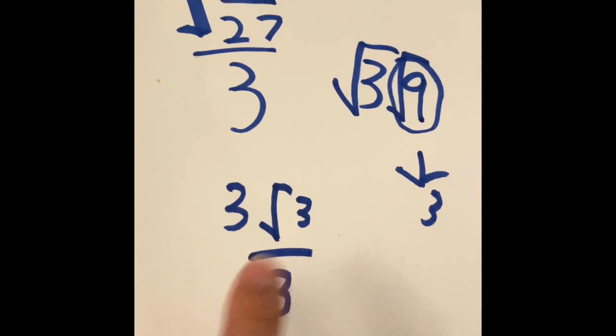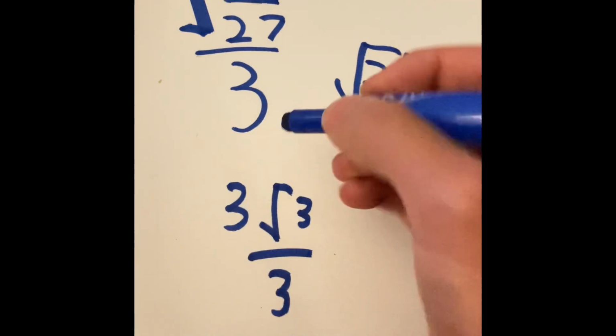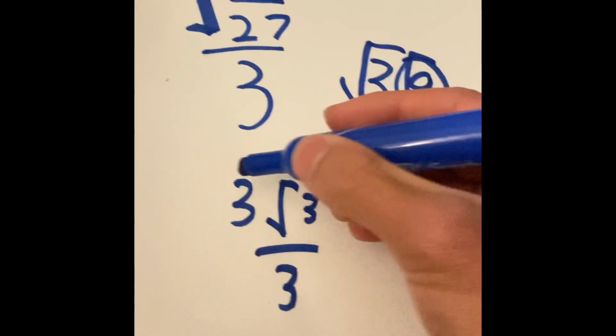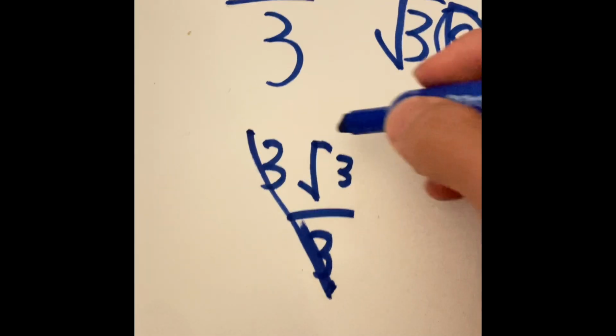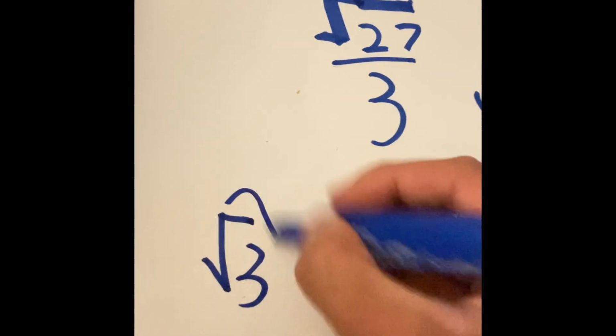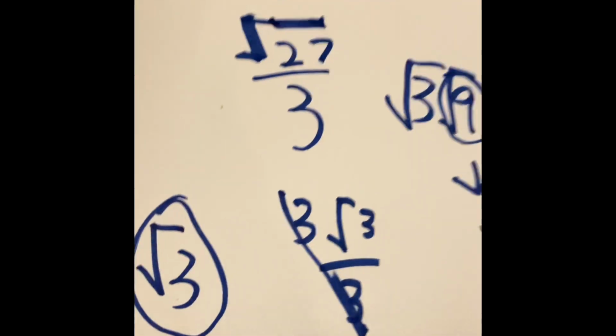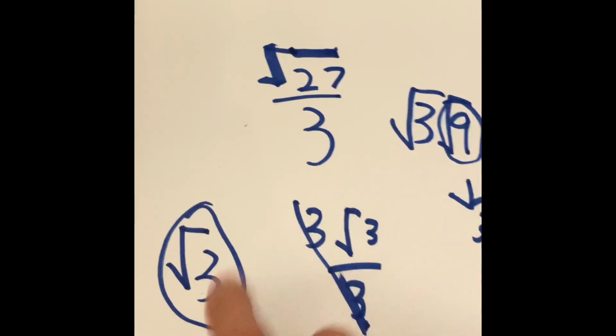Now we have one more thing to do until it's simplified. Since we have 3 divided by 3, and 3 divided by 3 is 1, we can cross that out. Now we have an answer of the square root of 3. So that is one example of how we can divide radicals.